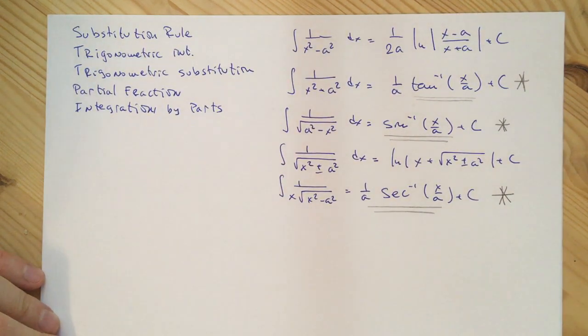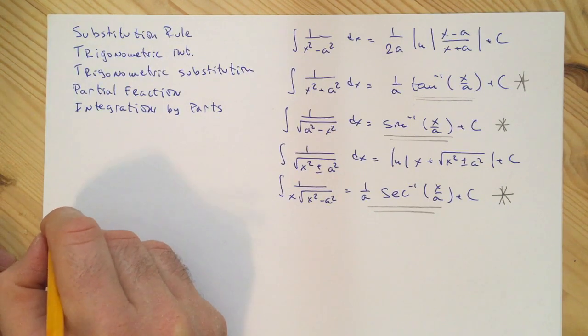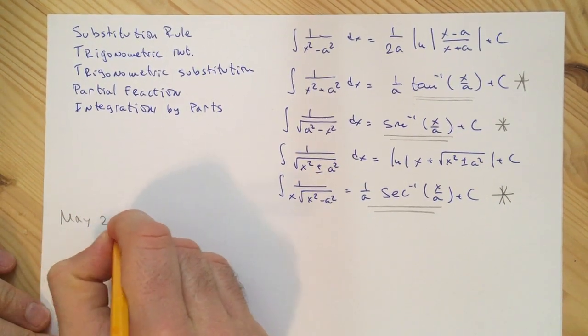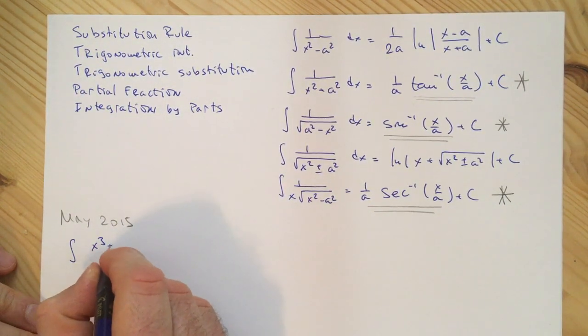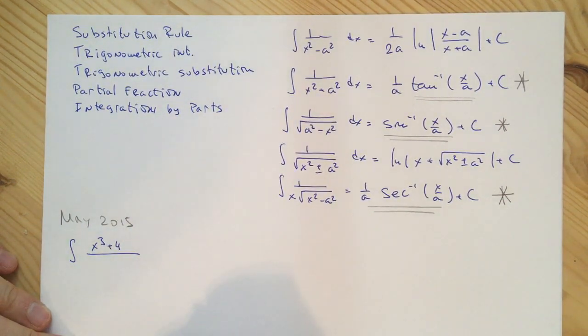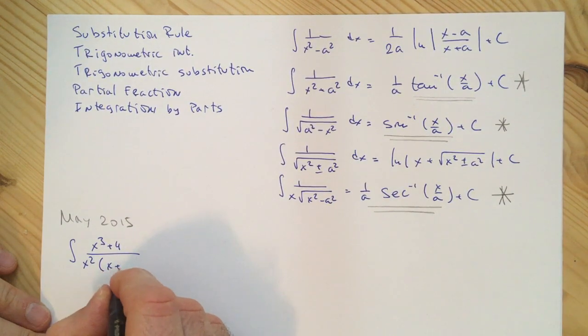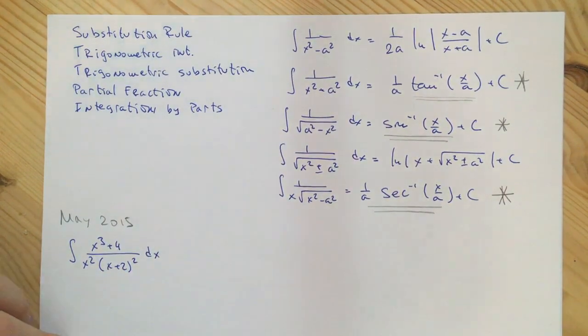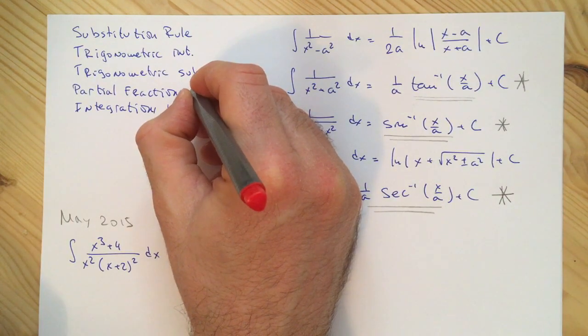As I said, we will do the questions from the final in May 2015. Okay, and the first question says, find the integral of x cubed plus 4 over x squared times x plus 2 squared dx. Okay, so because here we're dealing with finding the integral of a rational function, right away what do we have in mind? We have partial fraction.